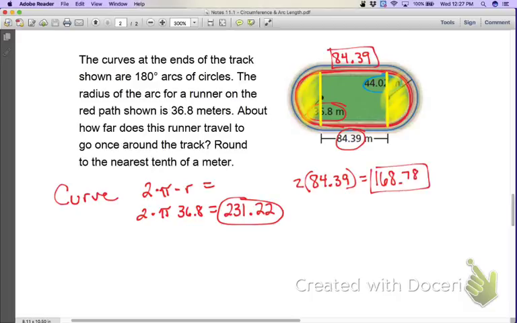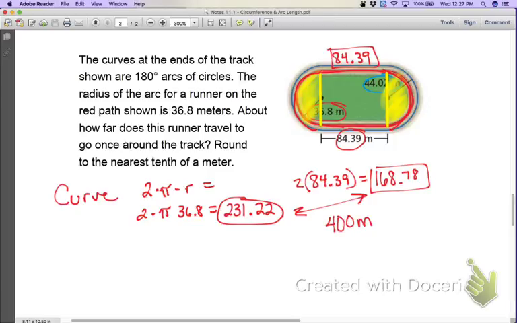What am I going to do with the two numbers that have the box around them? Add them together. Don't you have to do the 231.22 again for the other side? No, because it's a full circle. Oh, okay. Because it's a half here and it's a half there. So whenever I add those two up, how much do I get?